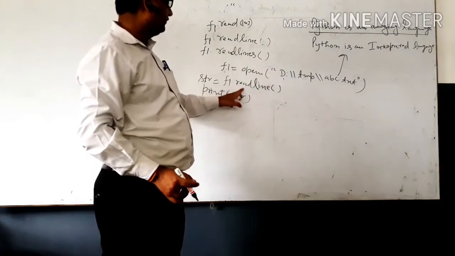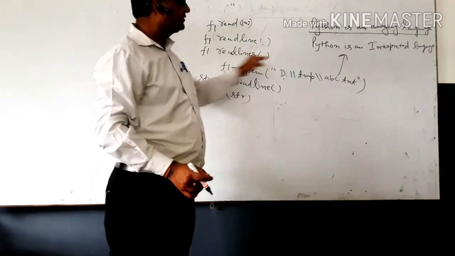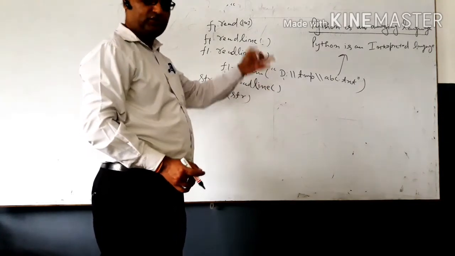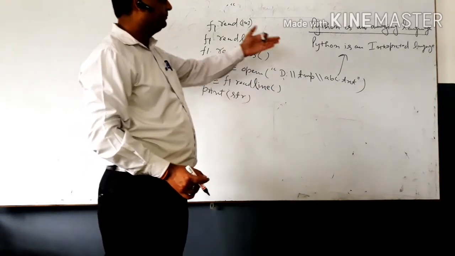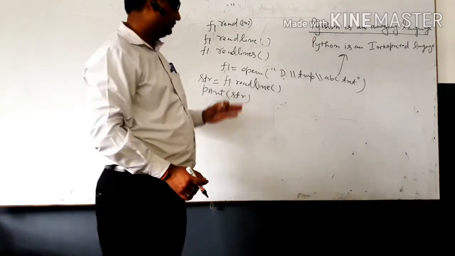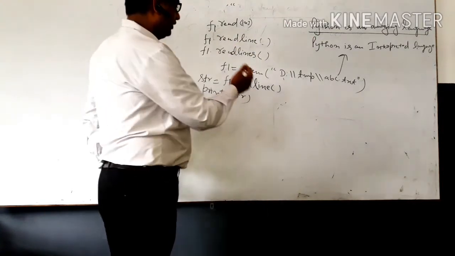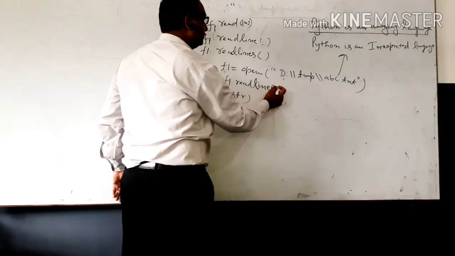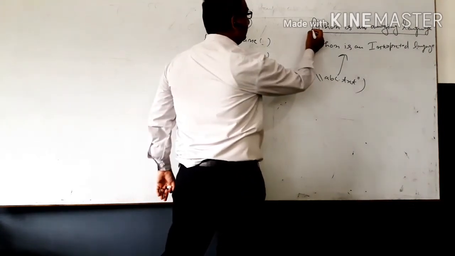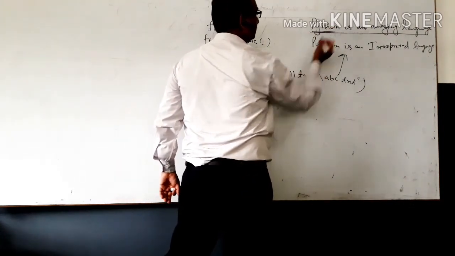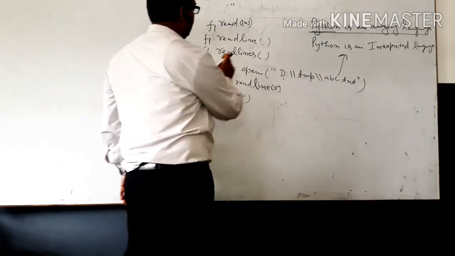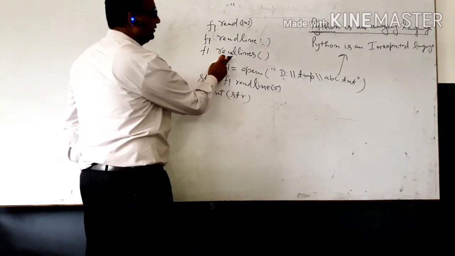It means f1.readline reads the first line. If you want the second line, again you write f1.readline and print, and again it prints: Python is an interpreted language. So it goes line by line. If you mention 5 bytes, again it shows PYTHO, Pytho, returned in the form of a string. Now the next function, that is f1.readlines.